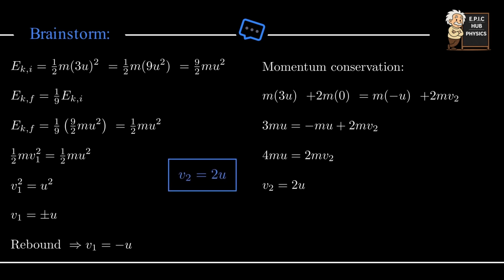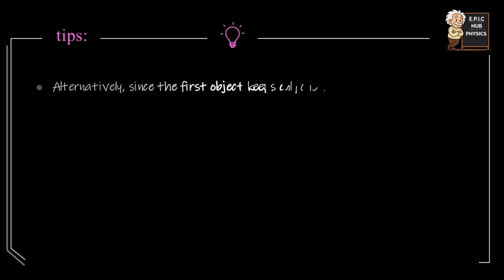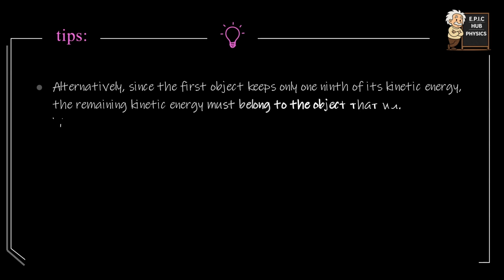What did we do? First, we calculated the initial kinetic energy of the moving object. Then we used the information that it retained 1/9 of this energy to determine its final velocity, remembering that it rebounds, so its velocity becomes negative. After finding this velocity, we applied conservation of momentum to determine the final speed of the second object. A useful tip here is that since the first object keeps only 1/9 of its kinetic energy, the remaining kinetic energy must be transferred to the other object that was initially at rest.